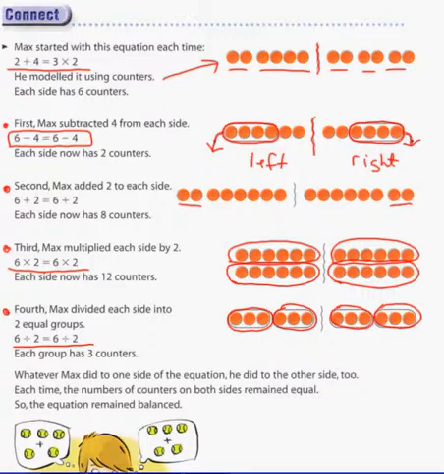So, this whole page is just trying to show you that you can add, you can subtract, you can multiply, and you can divide. And if you do the same thing to both sides of your equation, it still equals. Alright? Everything stays in balance if you do the same thing to the left side and do the same thing to the right side.